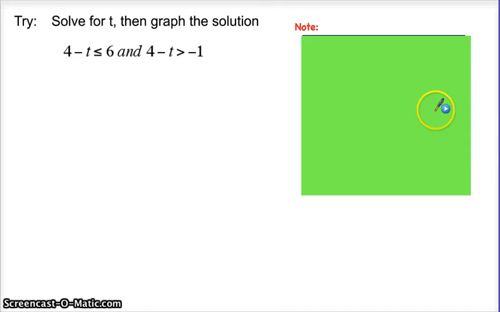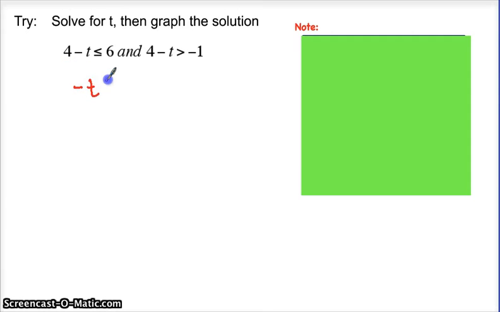Now, sometimes they're going to give you questions that look like this, where you might have to do a little bit of work before you can graph. So 4 minus t is less than or equal to 6. Well, we need to figure out what t would be, whether that's greater than or less than or equal to answers. So we need to do a little solving.